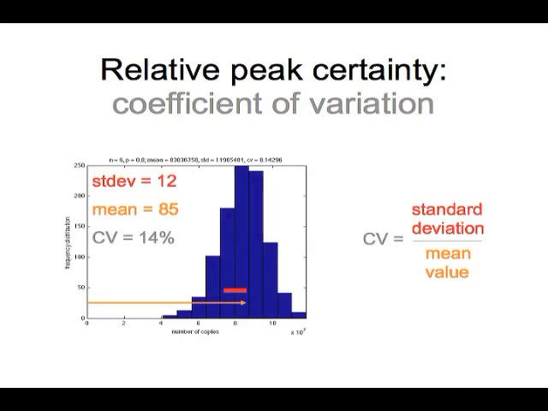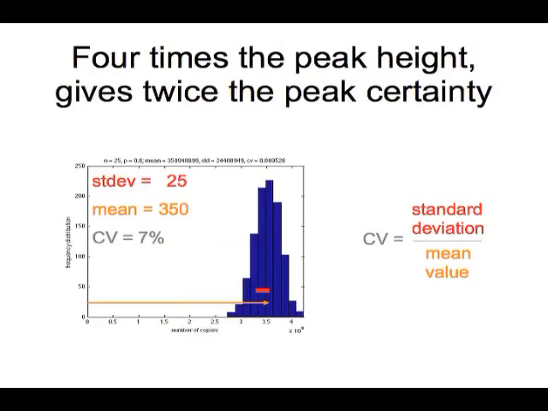In order to obtain greater peak certainty, we need 4 times the amount of DNA. That would give us 4 times the average peak height to achieve twice the peak certainty as measured in coefficient of variation. Notice here, we increase the mean 4 times up to 350 million units. The standard deviation doubled from what we had before to 25, but that ratio of doubling of the numerator but quadrupling of the denominator halves the coefficient of variation, and so tightens our certainty around that peak.